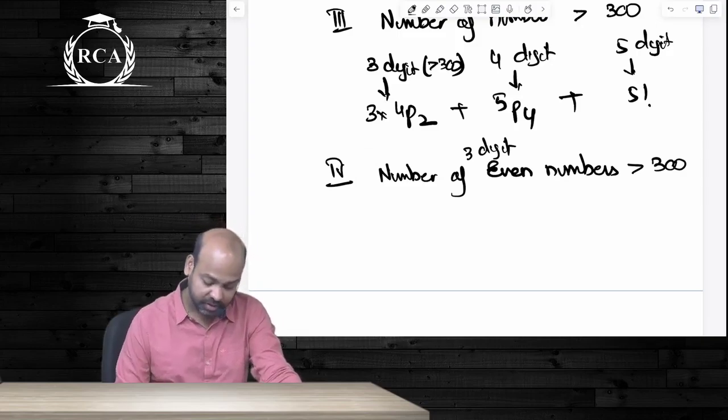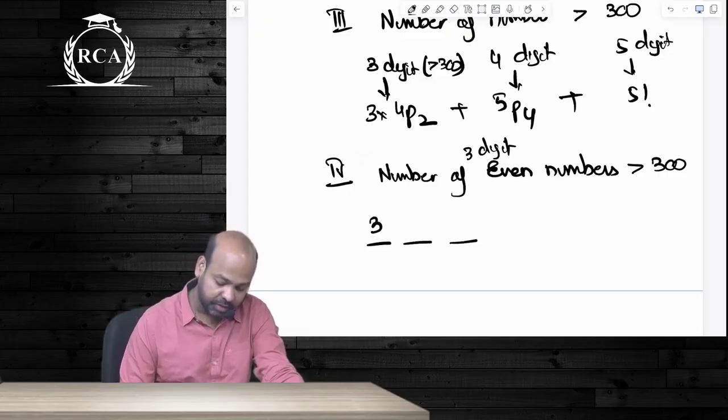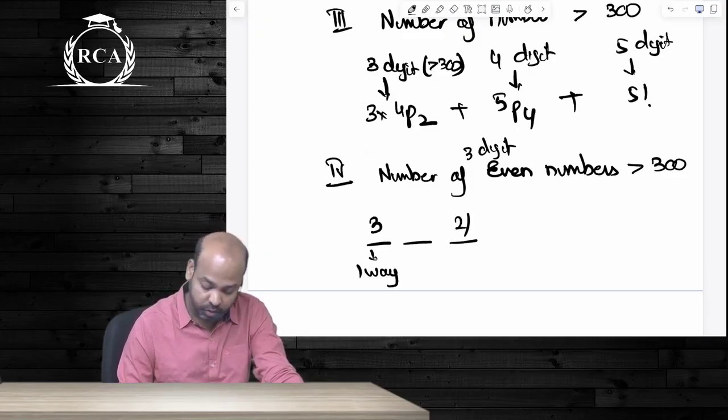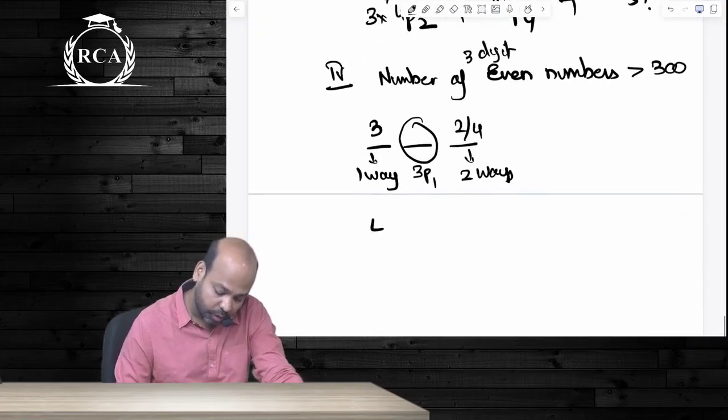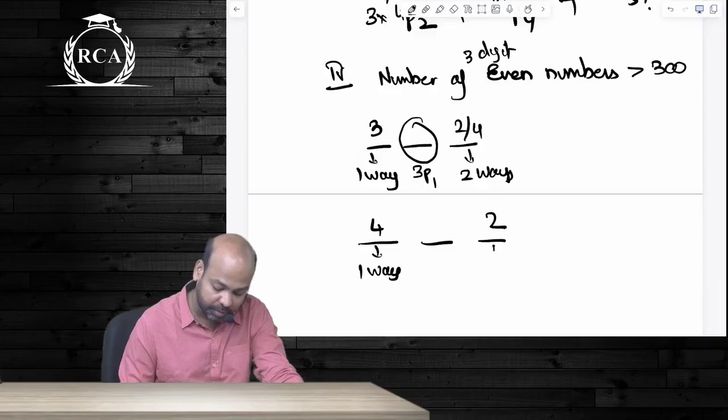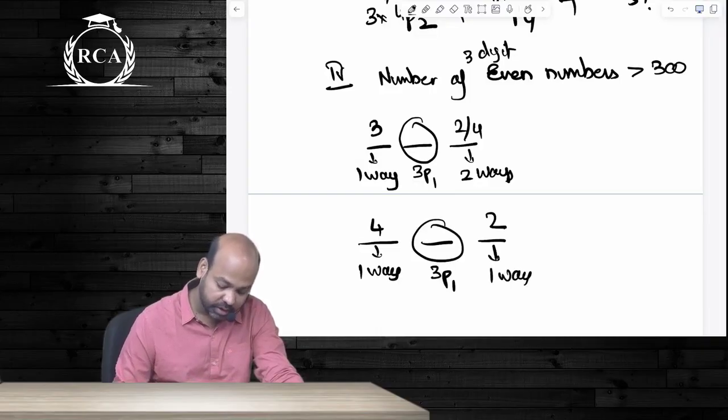It's visible. If 3 comes in the first place, guys, there is one way of arranging the first place. What can come in the last place? 2 or 4. That can be arranged in how many ways? 2 ways. The middle number can still be arranged in 3P1 ways. What if 4 comes in the first place? Last place can be filled up only by 2. There's one way of doing it. Middle place can still be arranged in 3P1 ways.